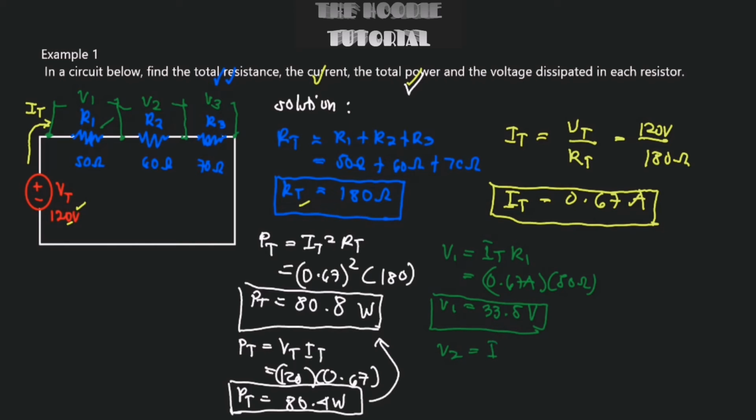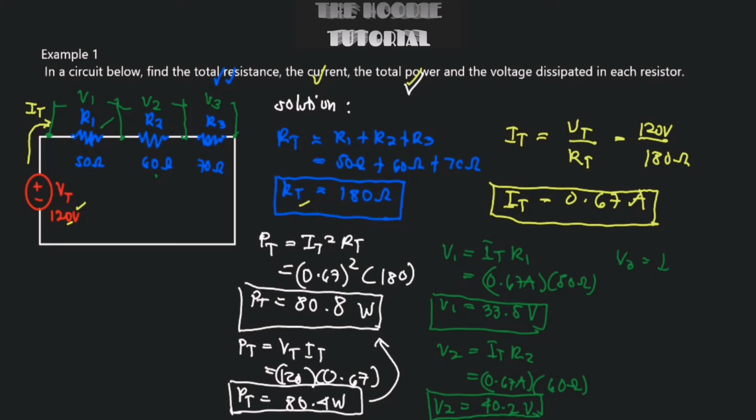So we already have V1, and then we need to find V2. That's the same IT or I2, since we have the same current, multiplied by R2. We have 0.67 amps, and R2 we have 60 ohms. Therefore we would have a V2, the voltage across R2, of 40.2 volts. So let's box that one. We already have V1 and V2. The last thing is V3.